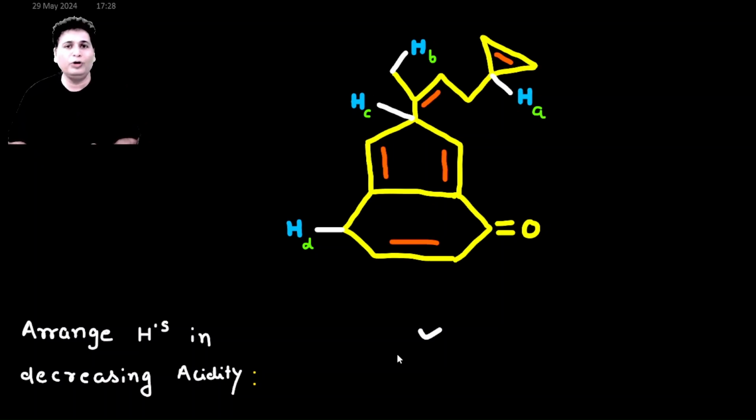And I have told you there are certain important tools which take care of that negative charge, like resonance effect, like inductive effect, s character, etc. So we will keep on taking the hydrogens out one by one, and we'll see the stability of the anion which is formed. So first of all, I am going to take away the hydrogen number A.